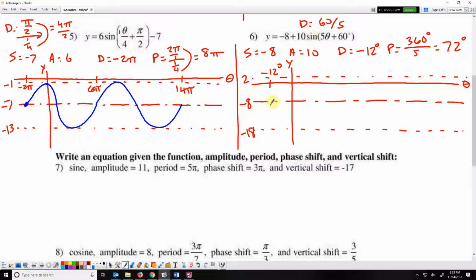Since this is sine, I'm starting on my sinusoidal axis. It's positive sine, so I'm going up first. So there's one cycle and another. -12 plus 72 puts me right here after my first cycle at 60 degrees. Plus another 72 after my second cycle, I'm at 132 degrees.